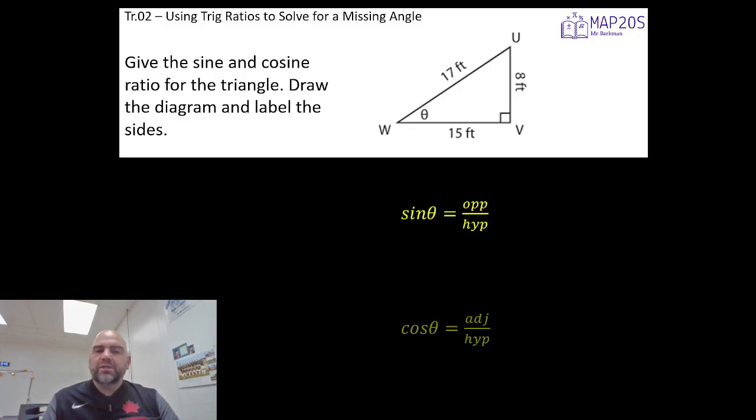We want to try to figure out what is our sine ratio and what is our cosine ratio for this triangle. Very first thing that we always have to do is label the triangle. Okay, every time we have to label. Hypotenuse again is our long side, and then our adjacent and our opposite are related to the theta, or related to the angle that we're trying to find.